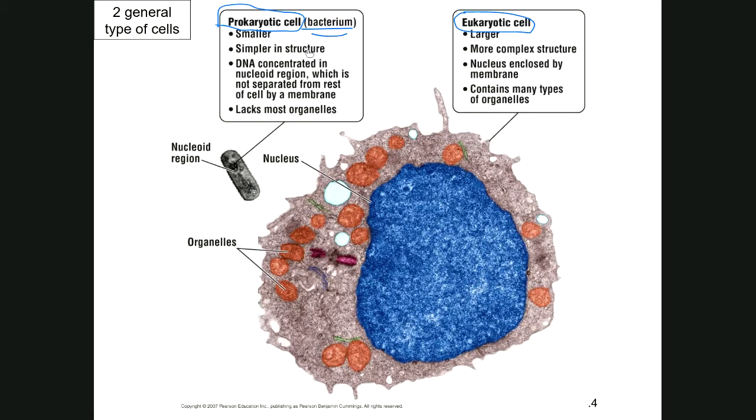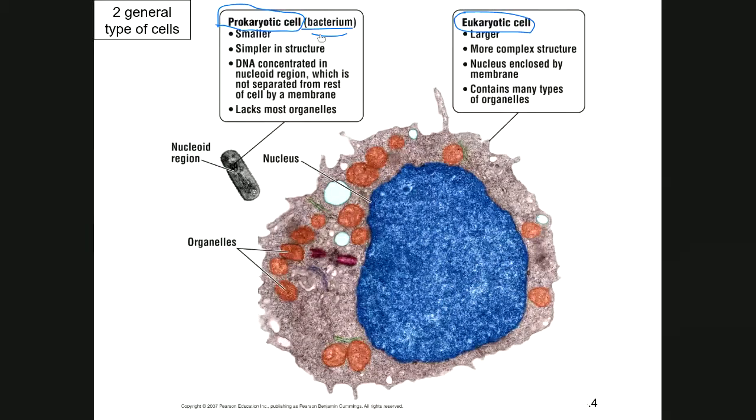The simplest known living organisms are either prokaryotic cells or eukaryotic cells. The most complex known living organisms, multicellular organisms, are strictly made up of eukaryotic cells. Now, the obvious difference between prokaryotic and eukaryotic cells is size. You can see here the prokaryotic cell is much, much smaller than a eukaryotic cell, but there are other differences we're going to eventually talk about.